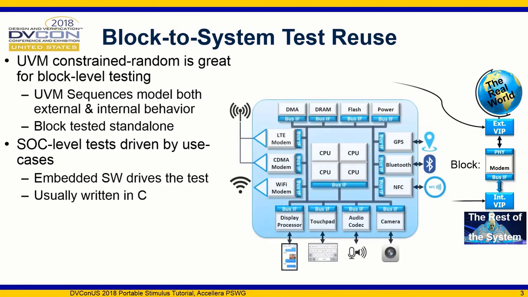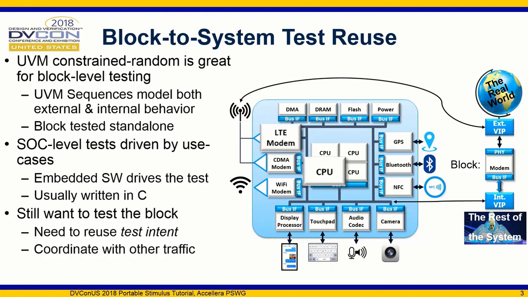SoC level tests, however, are driven more by use cases, not as much by random stimulus and random stuff going on all over the place, at least the way it works today. Embedded software tends to drive the test. They're usually written in C. They tend to be more directed. And this is good and bad, right? It's good because we kind of know what we want the system to do. It's bad because we don't get a chance to really check and make sure that the system doesn't do anything it's not supposed to do, right? And that's really the value of randomization.